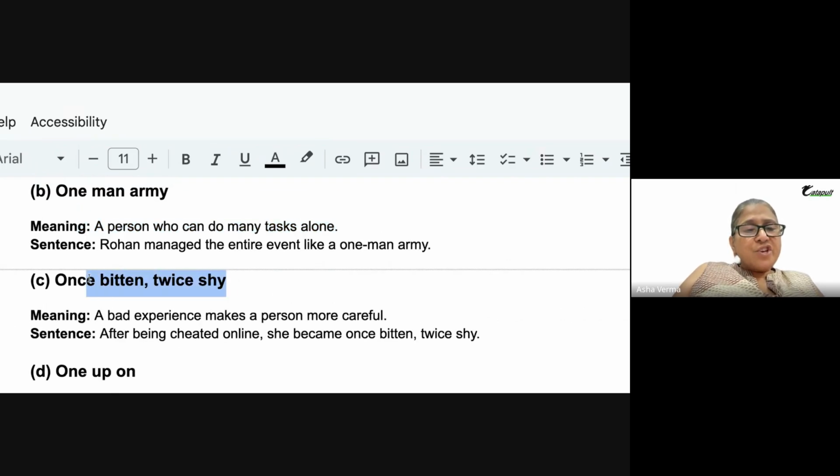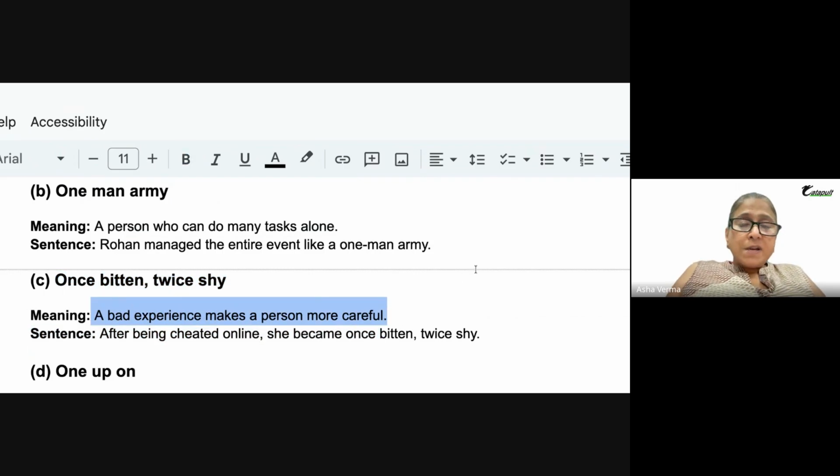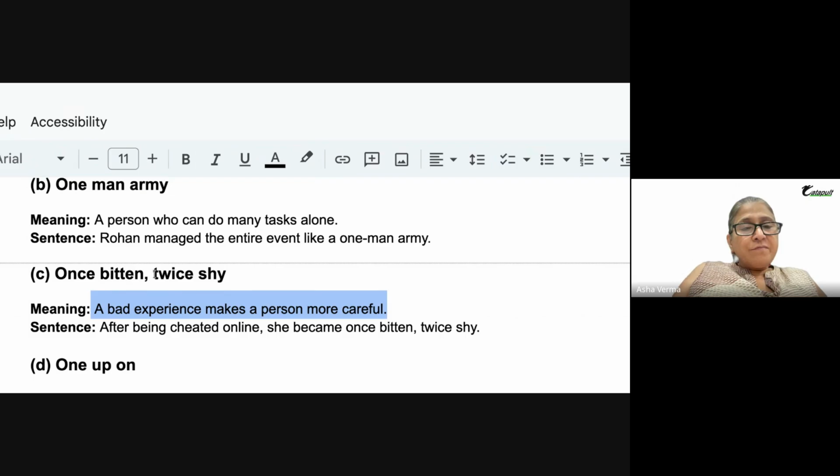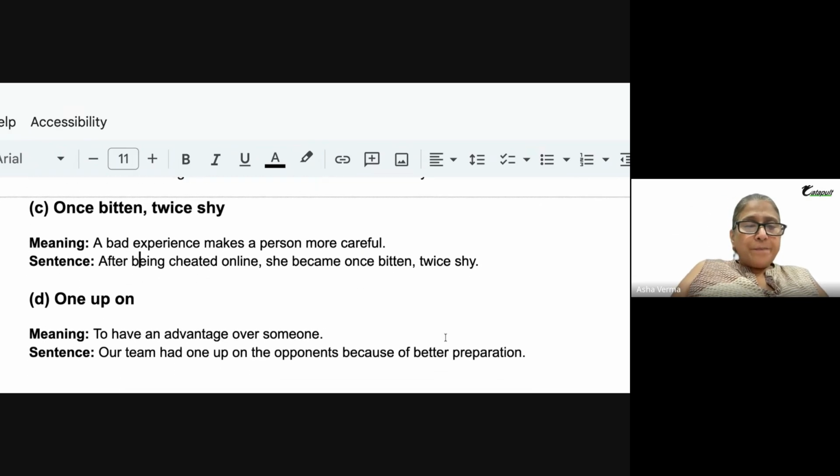Once bitten, twice shy. A bad experience makes one more careful. हम हिंदी में कहते हैं ना, दूध का जला छाछ भी फूंक मार के पीता है. So same thing. Once you've been bitten, you are even more careful. One bad experience makes the person more careful in other situations as well. After being cheated online, she became once bitten, twice shy.